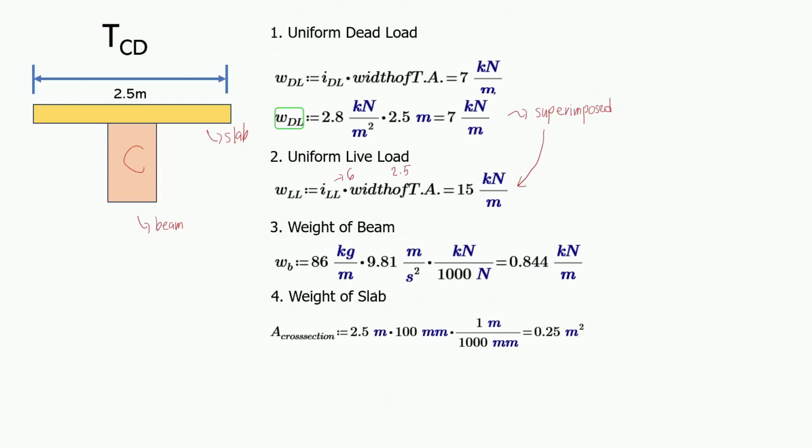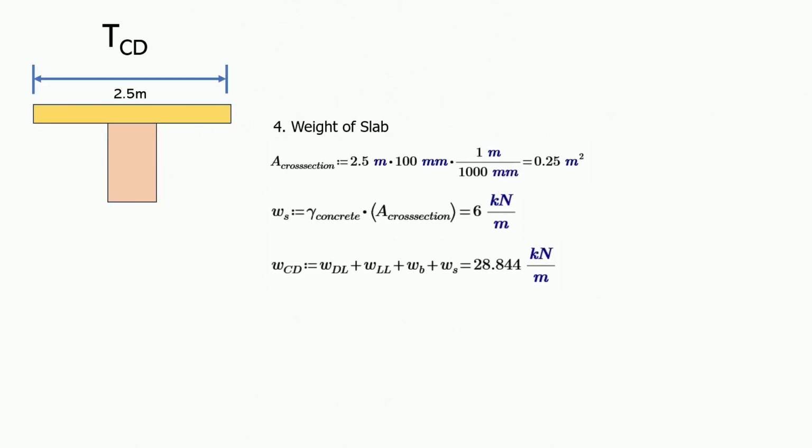And then for the weight of the slab, we have the cross-sectional area of the slab, which is 2.5 times the thickness, which is 100 mm, which will give us 0.25 m squared. And then we'll multiply that to the unit weight of concrete. And so, ito na yan. This is again 24 and then this is 0.25 and so this will be 6. And so to get the total distributed load acting on beam CD, we have the superimposed dead load and live load plus the beam weight plus the weight of the slab, which will give us 28.844.